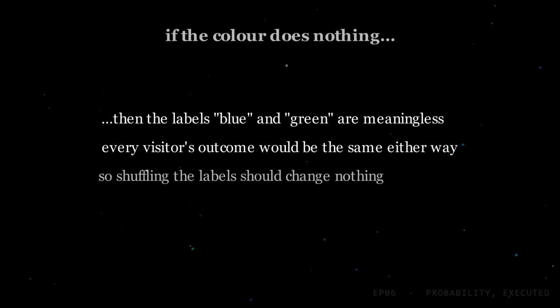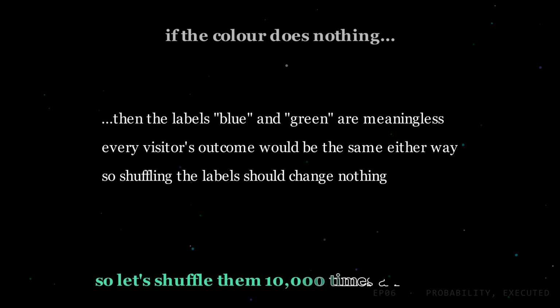It's called a permutation test, and the idea is beautiful. If the button color genuinely has no effect, then the labels blue and green are meaningless. Every visitor's outcome would have been exactly the same whichever page they got. And if the labels are meaningless, we can shuffle them randomly and nothing should change. So let's shuffle them thousands of times and see what gaps randomness produces on its own.